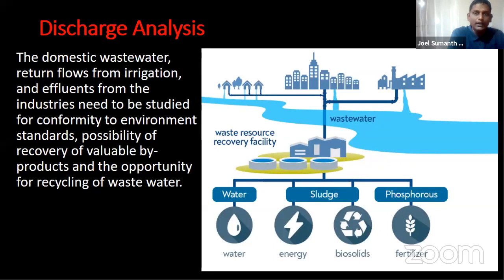Can the water be reused? Can the water be recycled? Or does the water need to be only disposed? So an efficient discharge analysis will tell you what water can be reused. Usually the calculation is, if you are using X amount of water, 80% of the water is discharged. And if this water can be reused, the water efficiency can be greatly increased.